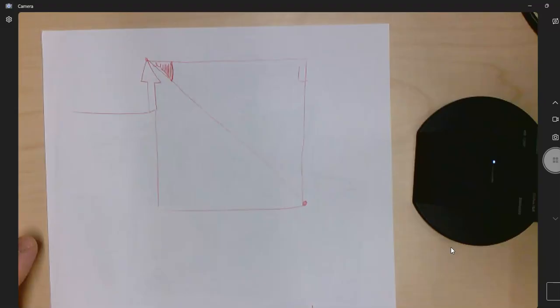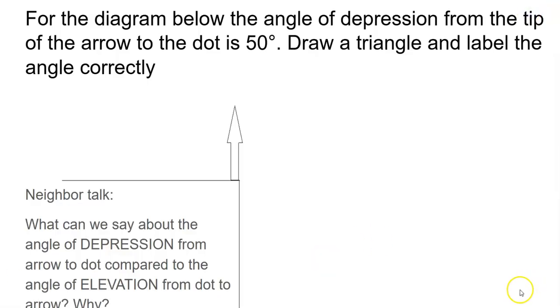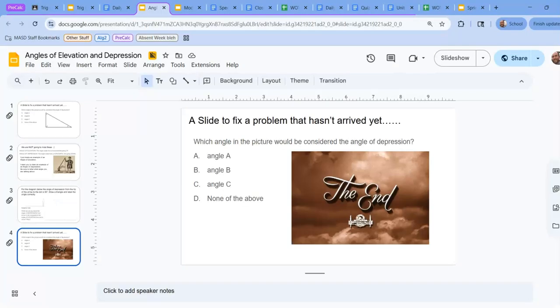Okay, going back to my little schematic, what can we say about the angle of depression from the arrow to the dot compared to the angle of elevation from the dot to the arrow? Why can we say that? Okay, think about it for a second. Check with your shoulder partner, and then let's have a look-see. We'll talk together.